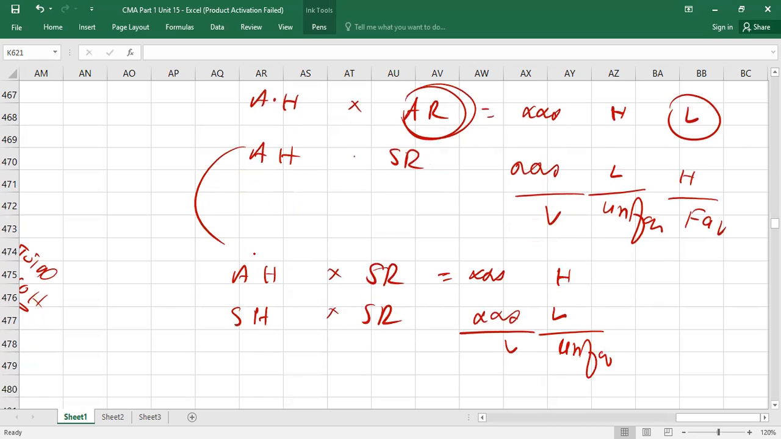Again, if the first line is higher and the second is lower, what will the variance be? Unfavorable. Why? Because it is a difference of hours. Because the actual hours you took were more than standard.